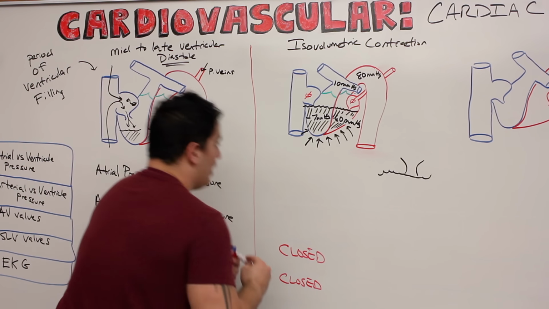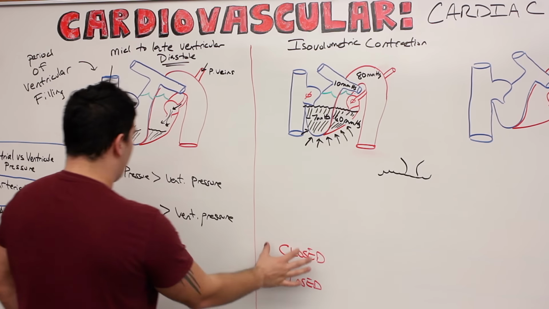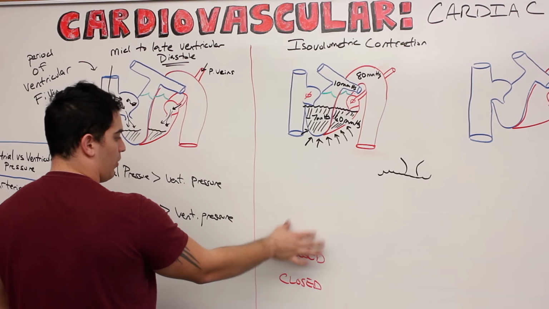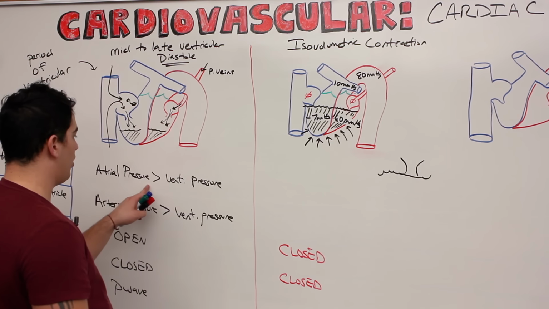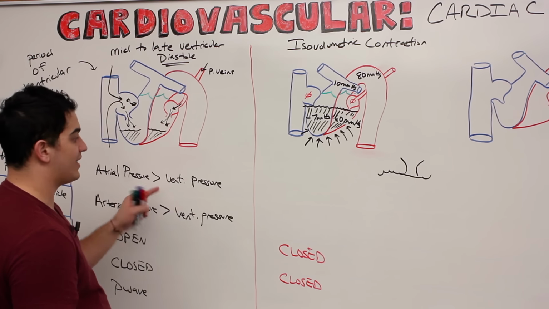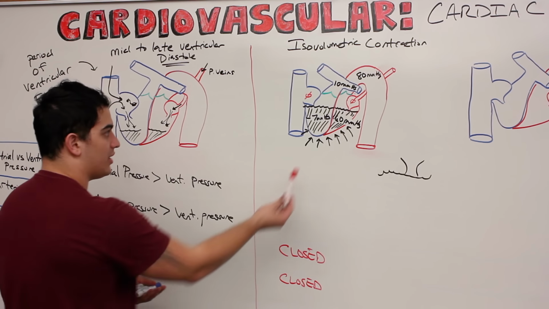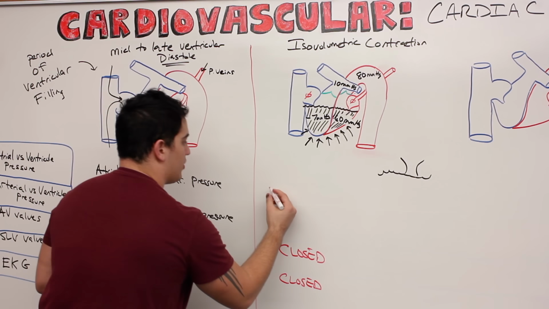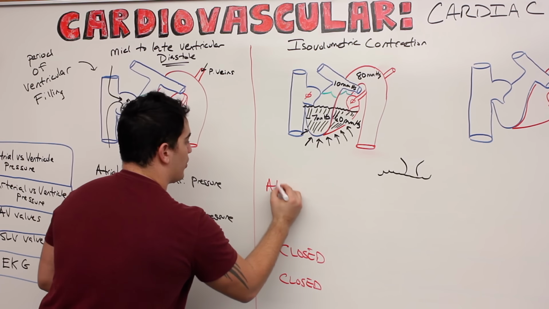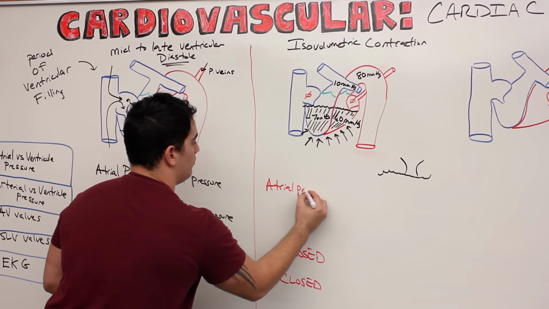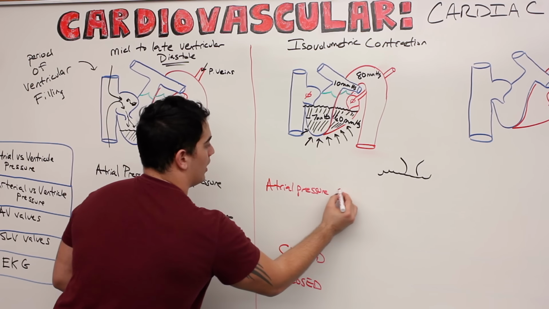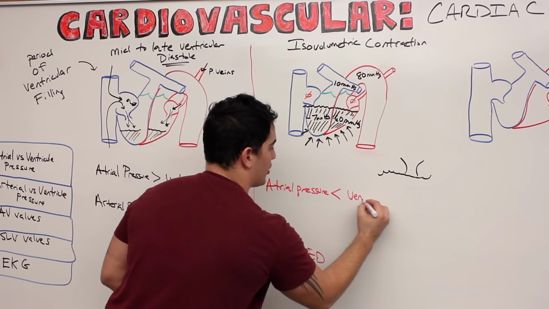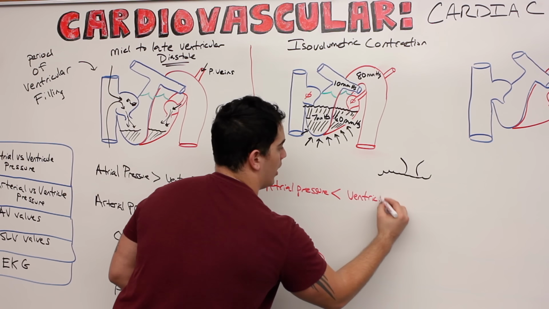Okay. If they close, then now we can define the pressures, because the pressures are what determine the valves closing. So we already know that the atrial pressure is not greater than the ventricular pressure, because we already said that the ventricles are higher than the atrial, so they close the AV valves. So that means in this case that the atrial pressure is less than the ventricular pressure. All right?